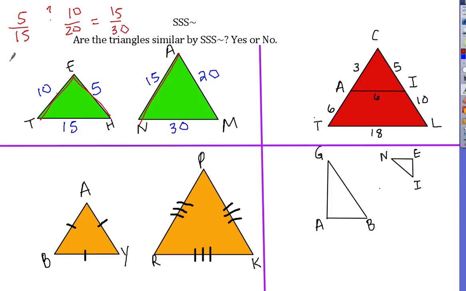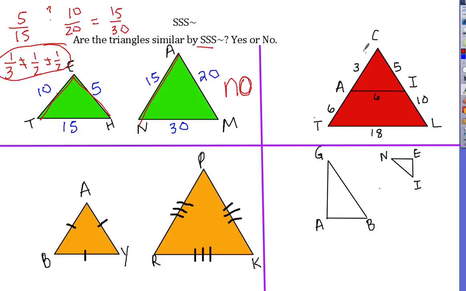So let's check it. 5 to 15, that reduces to 1/3. 10 to 20 reduces to 1/2. Uh-oh, those aren't equal. 15 to 30, that reduces to 1/2. All three have to be equal in order for it to be side, side, side similarity. Okay, the scale factor has to be consistent. So this is a no.